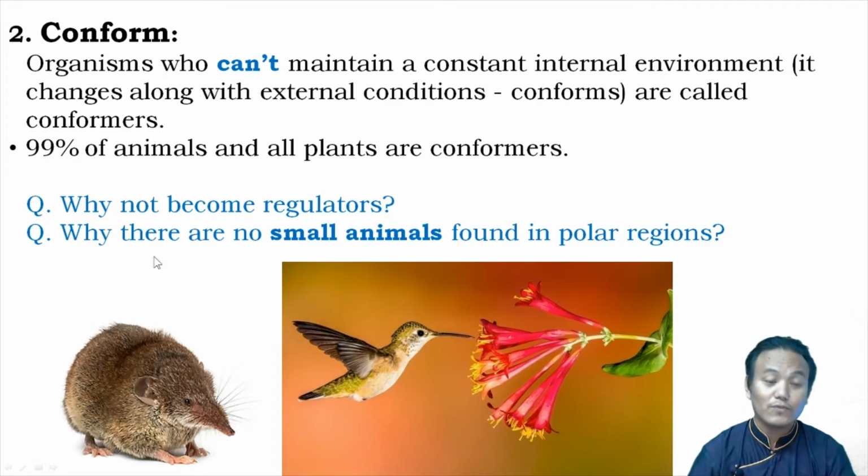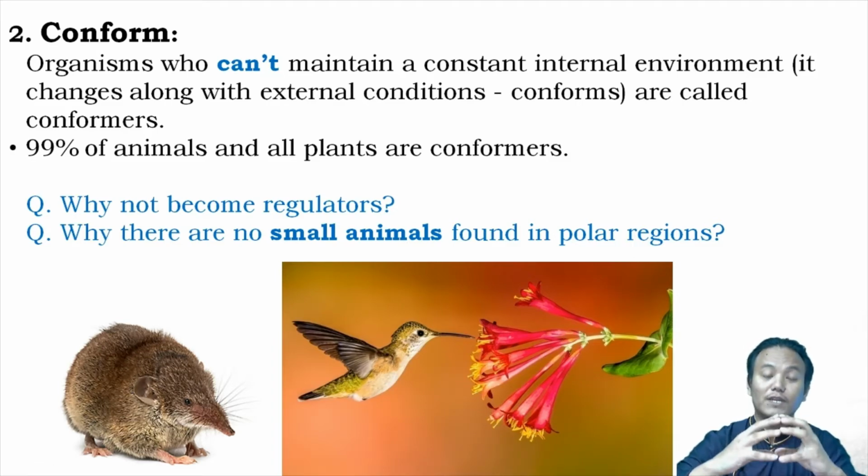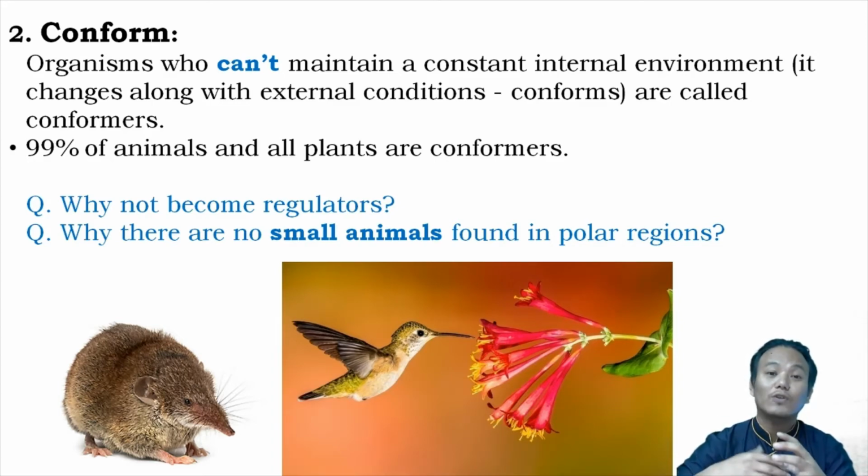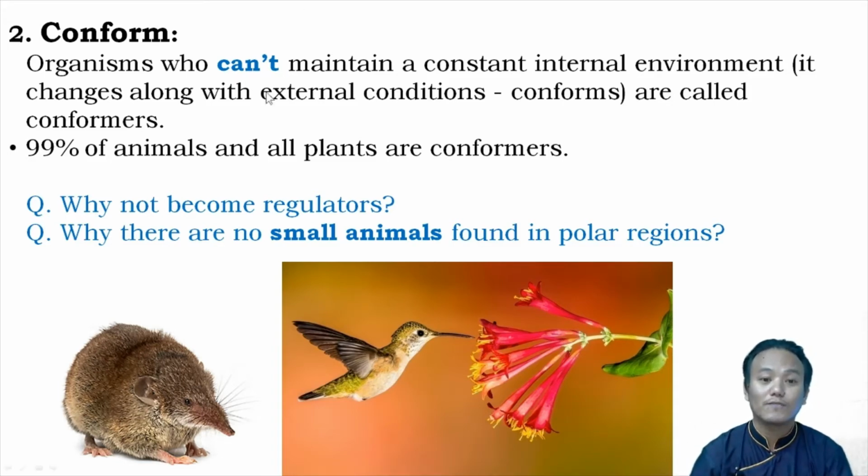And the answer to the second question is that small animals have a quite large body surface to body volume ratio. So their surface area is very large compared to their body volume, which means these small animals tend to lose more body heat than their body can generate through metabolism. Therefore they have to spend a lot of energy to generate body heat to compensate for the loss of heat from their body surface. So therefore there are no small animals found in polar regions.